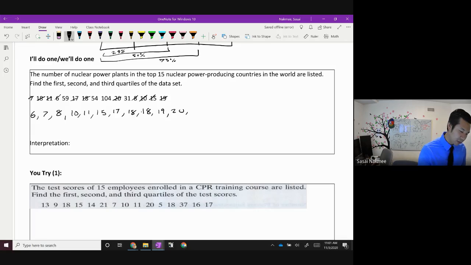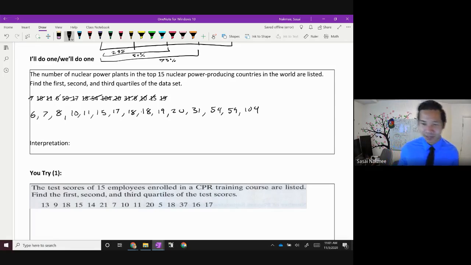And then the next one after 20, I believe, is 31, 54, 59, and 104.